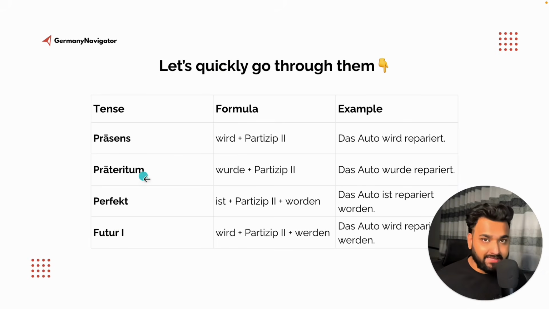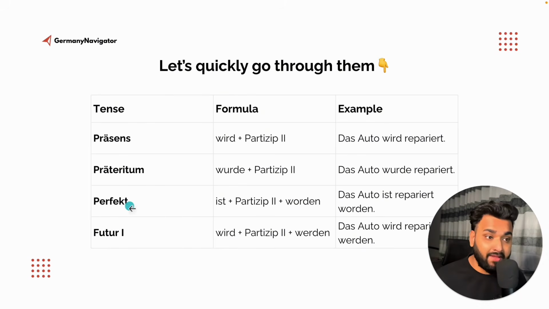Then we have the past tense or Präteritum. In this case, you use wurde plus Partizip II of the verb. Okay, das Auto wurde repariert. That was in the past. Perfekt is also past tense, but it's the informal one. Here you will start with ist plus the Partizip II, then worden. Okay, let's see an example. Das Auto ist repariert worden. That means the car was being repaired.